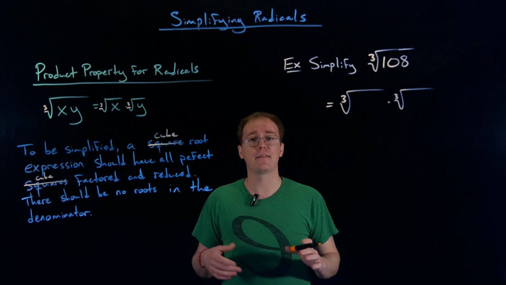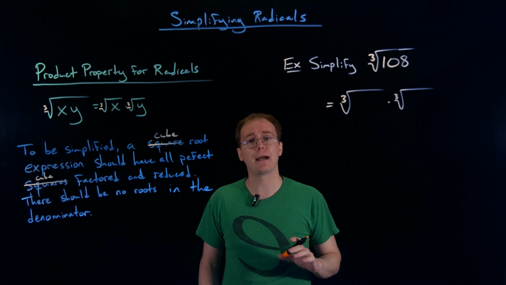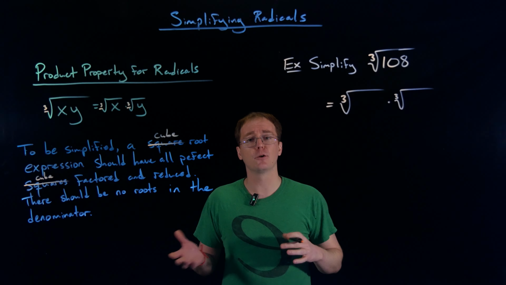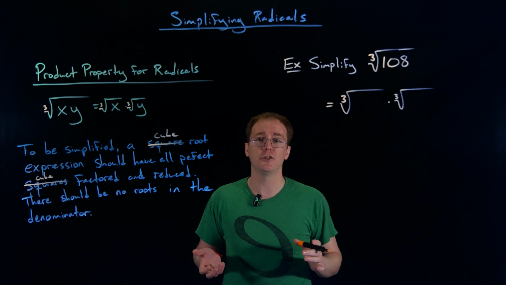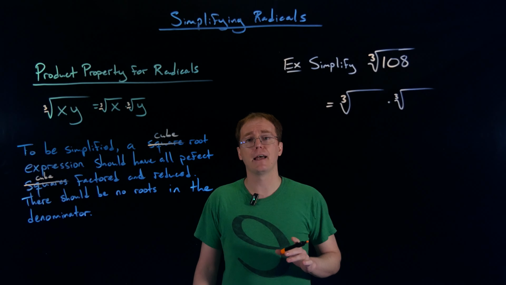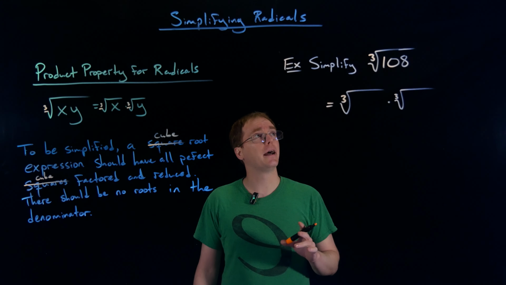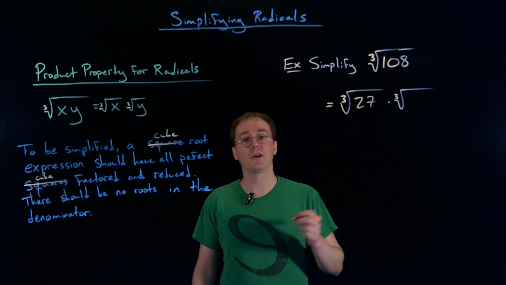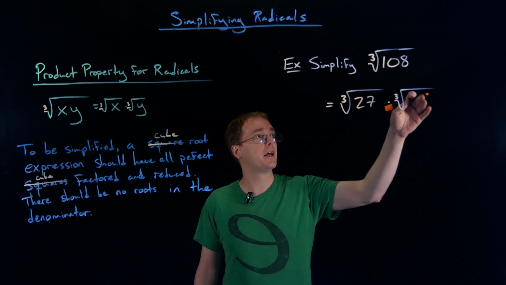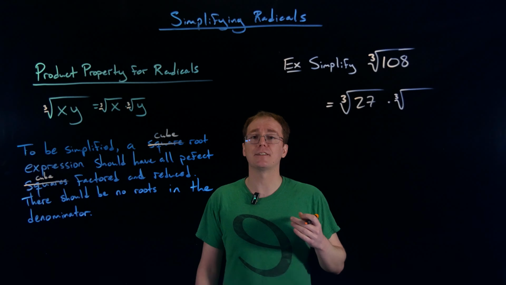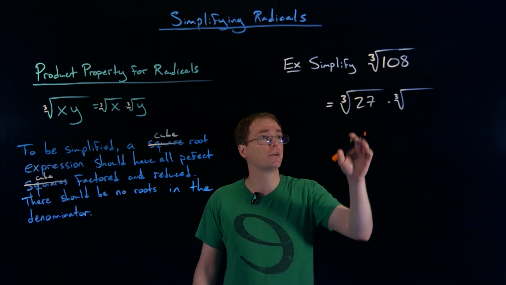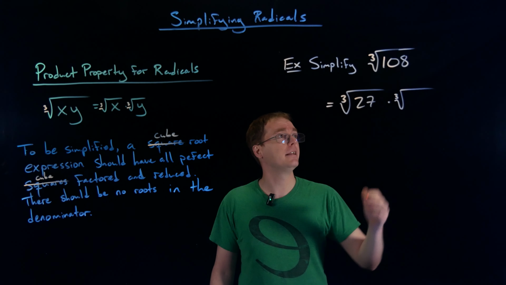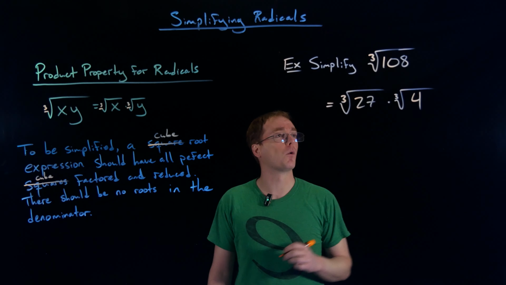And so now we need to find that largest perfect cube, or perfect power of 3, that 108 is divisible by. And as we look through our list or table of perfect cubes, we should find that 108 is divisible by 27. So 27 is a perfect cube that 108 is divisible by, but then what goes in that second radical, that second cube root, is that missing factor we would have to multiply 27 by to get 108, and that should be a factor of 4.